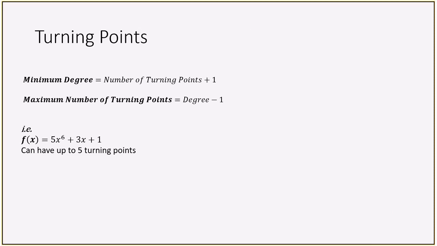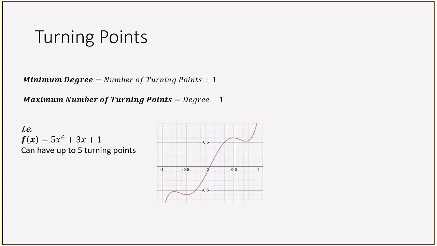Now, a key word there, and I don't want to get too confusing because this is more of a cute property versus something that we're going to see time and time again. But keywords here are minimum and maximum. So even though this property tells me that I could have up to 5 turning points, that is not a guarantee. In fact, I may have changed the coefficient slightly, but this is what the graph looks like.